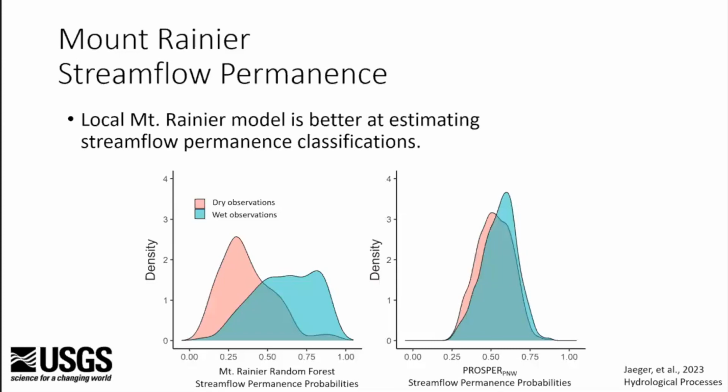And this is evident by the distinct separation of probability estimates for the observations that were used in the model. To the left is a distribution of the Mount Rainier random forest model estimates for dry observations in pink and wet observations in blue. You can see there's a separation where those probability distributions are different, whereas the PROSPER model was not able to differentiate that.